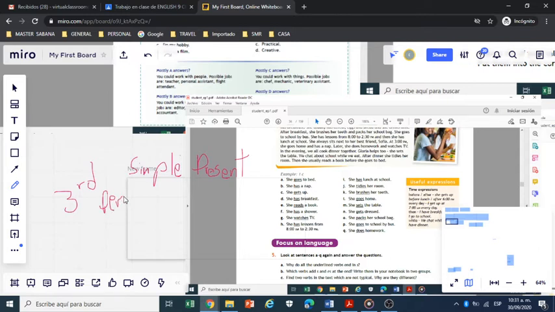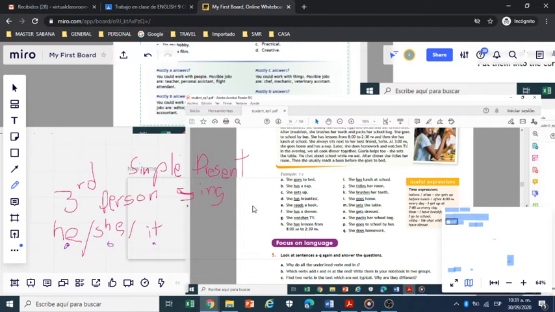Who is the third person in the simple present? The third person singular is he, she, and it. Okay, these are three versions of the third person: he, she, and it.